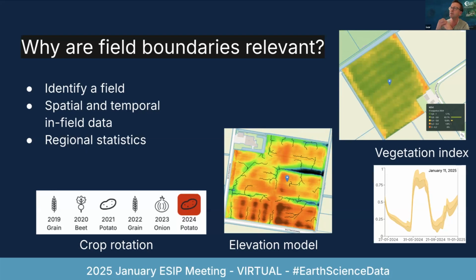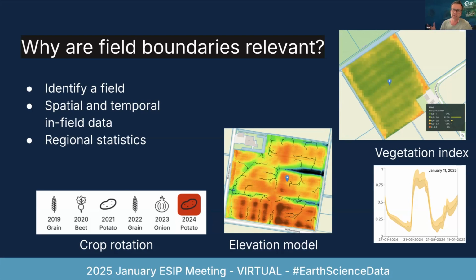And what you can do is look at spatial and temporal in-field data differences. So if you have other data sets that also have a spatial component, like satellite imagery or elevation models, you can analyze in-field differences, and this can help you assess what you need to do on a specific field, if you need to do variable rate applications, or if you need to treat different parts of the field differently, or whether you have a problem in a field. So this is why field boundaries are handy to have.